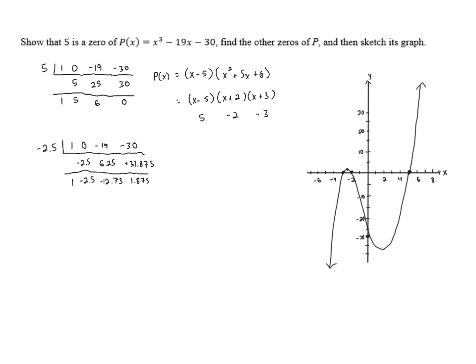This graph is accurate as far as the intercepts are concerned, and as far as the intervals where we're above and below the x-axis are concerned, as well as the end behavior. The thing that's not necessarily accurate is this local minimum down here and the local maximum up there. We would need calculus to figure those out, so you'll have to wait until at least next semester to do that.